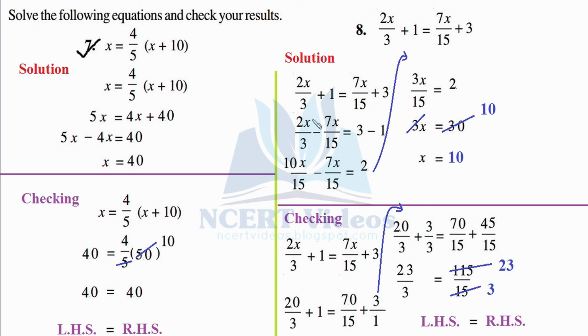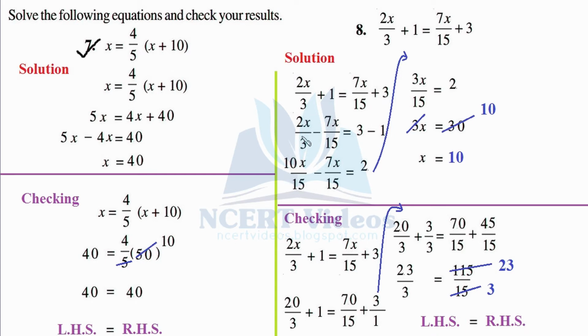Now we can solve it, but we cannot straight away solve it because denominators are not same. So here we have 15. Can we make 3 as 15? Well, yes. If we multiply 3 by 5, we can make it 15. So we are doing the same. 3 is multiplied with 5, it becomes 15.